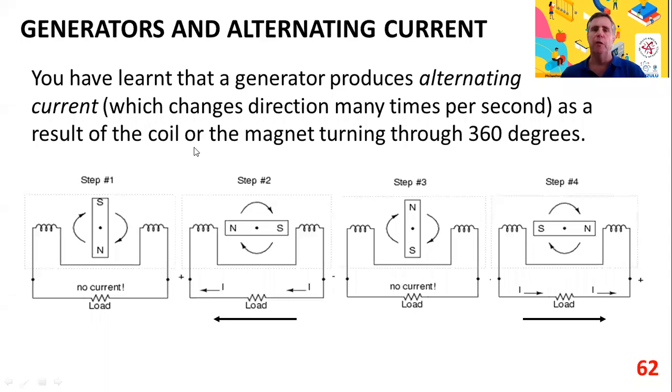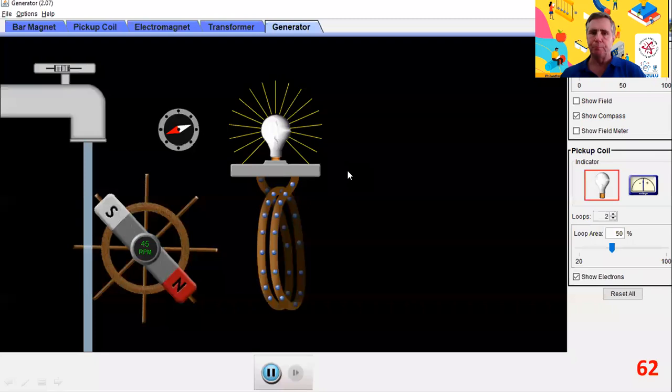Well, you should know by now that a generator produces alternating current, or AC, which changes direction many times per second. In household electricity, it changes direction 50 times per second. And that's because of the coil or the magnet, whichever is being turned, turning through 360 degrees. And this causes the current to change direction.